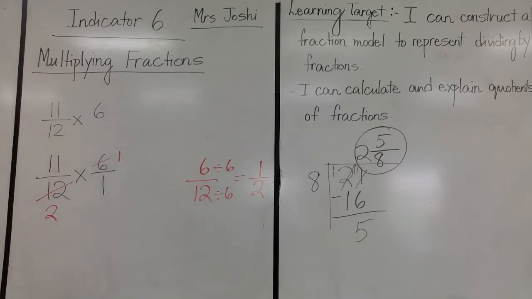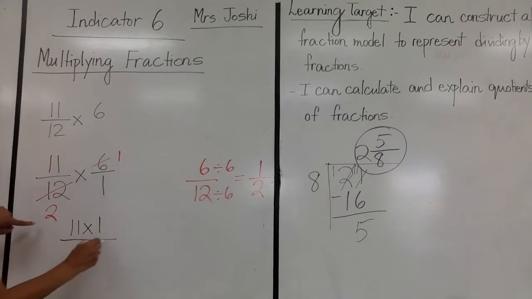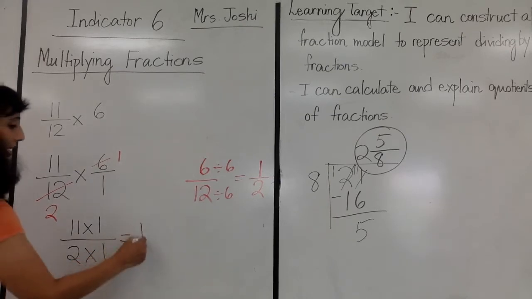Okay, so once again, don't try to do 66 divided by 12 and then get big numbers, because when you have big numbers, you tend to make a lot more mistakes. So now I'm just left with 11 times 1 over 2 times 1. Okay, so this becomes 11 over 2.